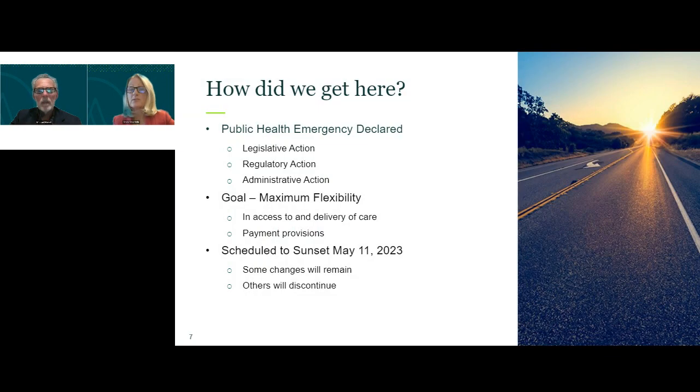So it's just a little background before I turn it over to Mike to dive in. On the next slide, it really summarizes how we got here. The public health emergency was declared almost 3.5 years ago. That seems like it wasn't that long ago, but we're already 3.5 years in, and that was on January 31st of 2020. And that included legislative, regulatory, and administrative action.